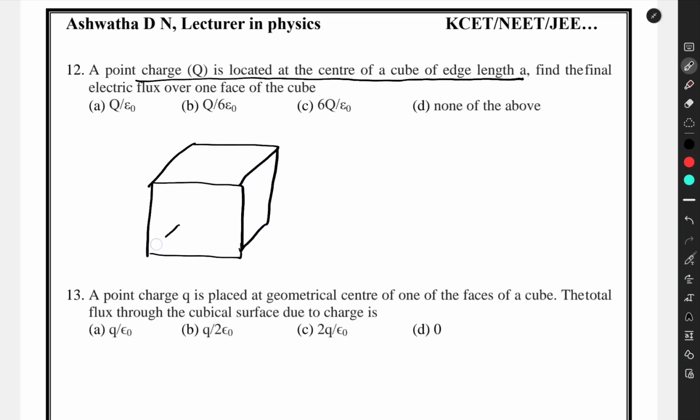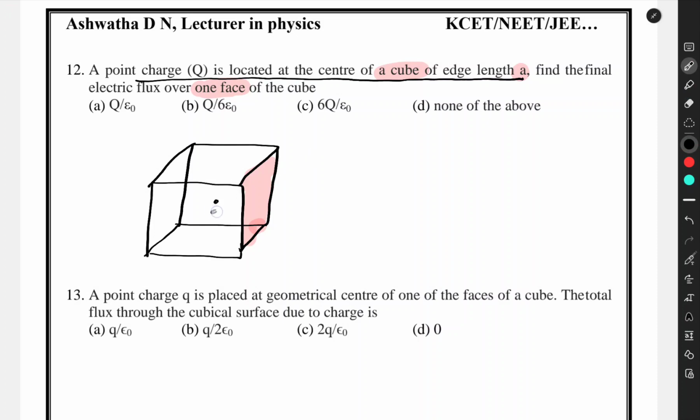For this you should have learnt the concept of Gauss law. The charge is placed at the center of the cube, which is having edge a. Let us not worry about the length of the edge. The final electric flux over one face: what is the flux through this face? That we need to answer.